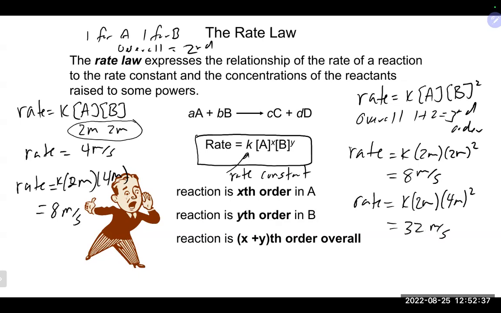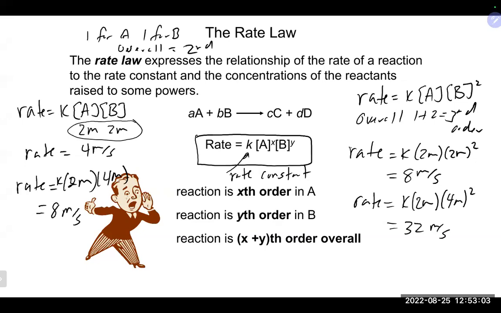I doubled the concentration of B in this reaction. The rate went up by a factor of 4. It was 4 times faster by doubling the concentration of B in this case. And it's also 4 times as fast as doubling the concentration of B in the first reaction, right? And it's 8 times as fast as the original first reaction.